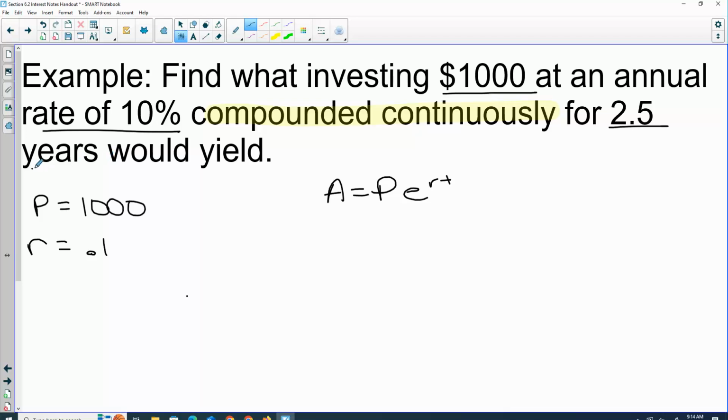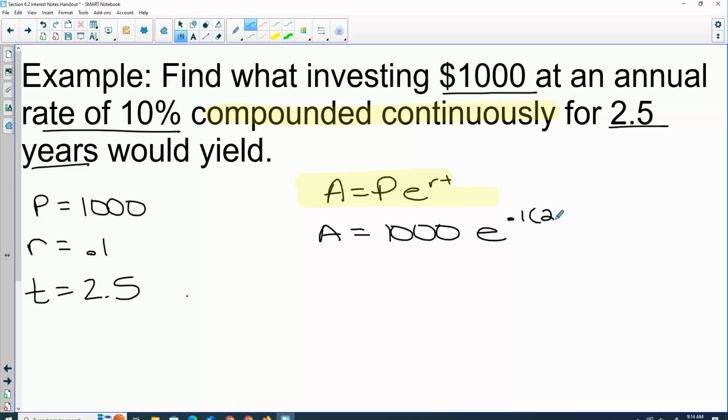For 2.5 years, so that would be my time. So because it said continuous, we're using this formula. That means we don't need an n. So A is 1,000 e to the 0.1 times 2.5 power. You can plug this all into your calculator at once. To get to the e, you have to do second and then the natural log button on your calculator. So if you do second natural log, it should bring up the e, and then you type in to the 2.5.